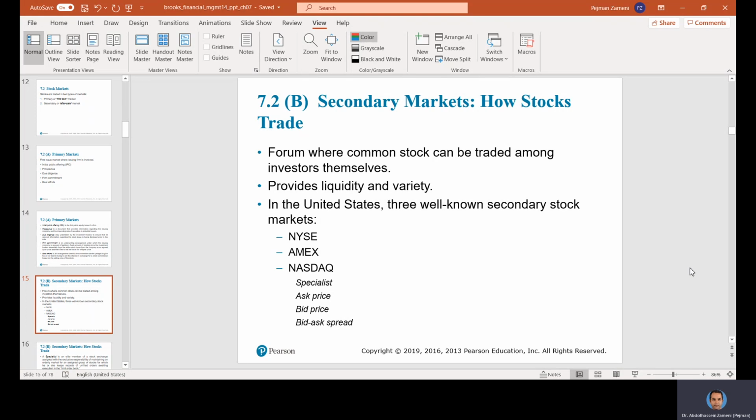In the United States, three well-known secondary stock markets are the New York Stock Exchange, Amex, and Nasdaq. Under each of these, we're going to have a specialist, ask price, bid price, and bid-ask spread.